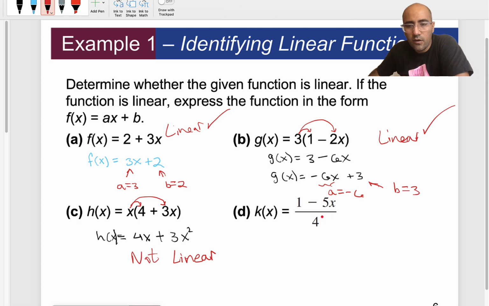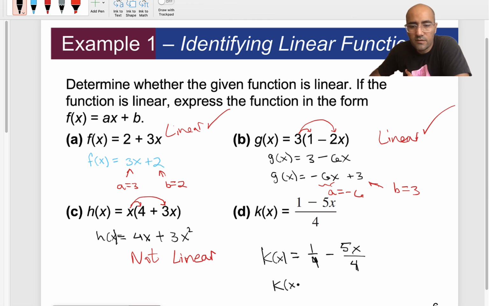Okay, this one, all we have to do is separate this into two separate fractions and reduce. So we can simplify as k of x equals 1/4 minus 5x over 4. So separate it into two separate fractions, and then we can move it around and simplify it a little bit more and say that k of x equals negative 5 over 4 x plus 1/4.